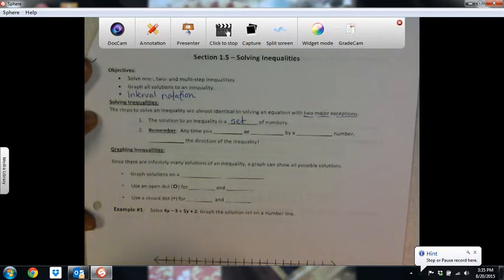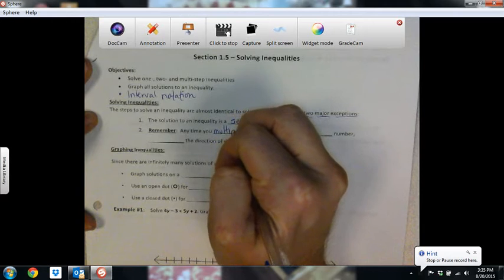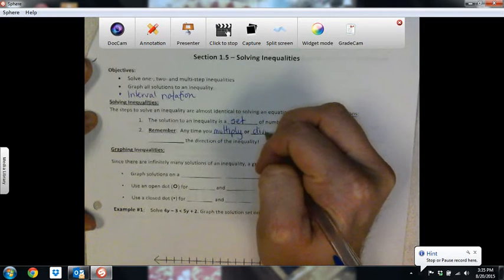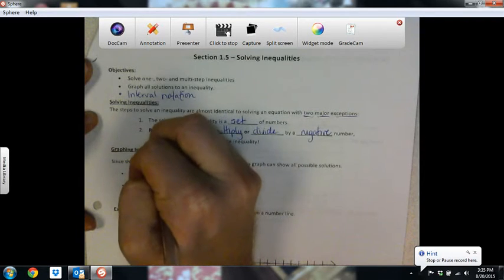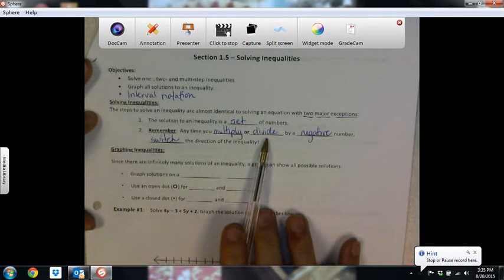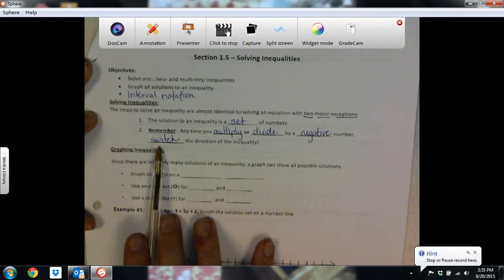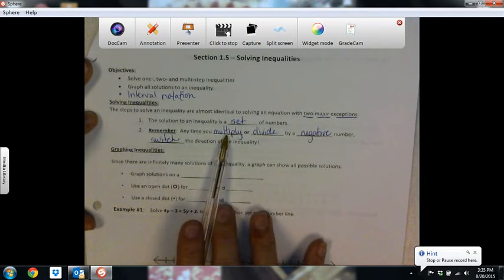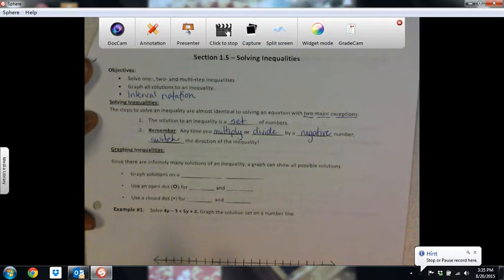on the number line. The second important thing to remember is that anytime you multiply or divide by a negative value, any negative number, you have to switch the direction of the inequality. This is true for multiplication and division only. It is not true for addition and subtraction. You can add and subtract any negative number you want and not need to switch the direction of the inequality. However, whenever you multiply or divide by a negative number, switch the direction of the inequality. So if it's a greater than symbol to start with, change it to less than, and vice versa.